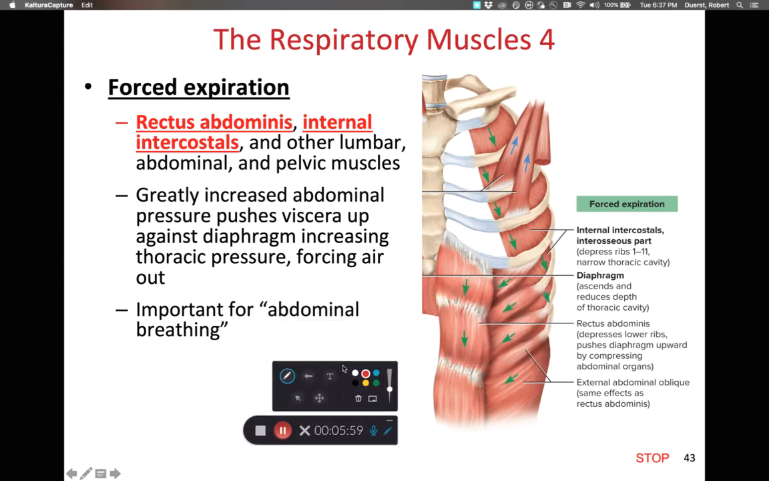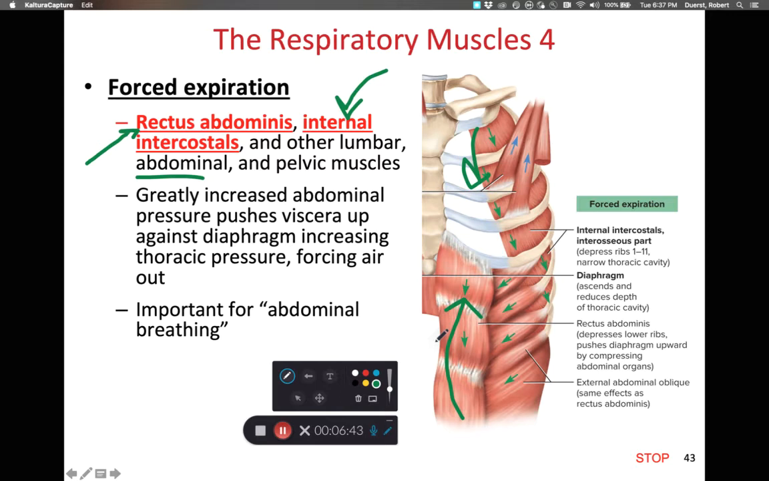Now, that was normal, quiet expiration. We also can force air out of our lungs. Sometimes the elastic recoil of our lungs isn't enough to force the air out quickly enough. We need to help with some muscles. And to do that, the two biggest muscle groups that we use are the rectus abdominis and the internal intercostal muscles. Other muscles include the muscles of the abdominal pelvic wall, but the rectus abdominis and internal intercostals are the two biggies. So as we look at these muscles, they are going to force the ribs down and force the abdominal pelvic cavity up. And this is going to allow us to force air out.